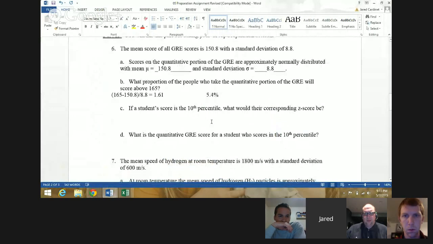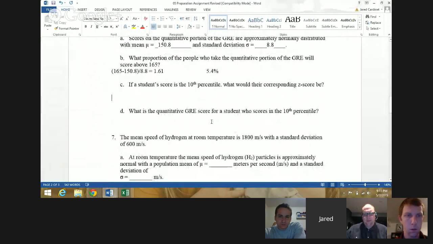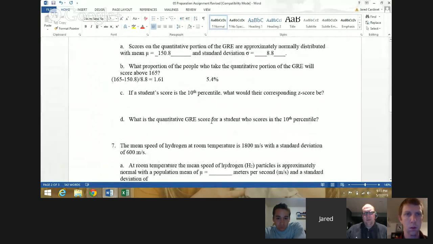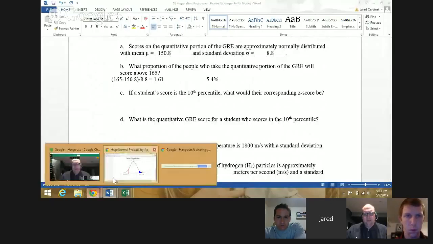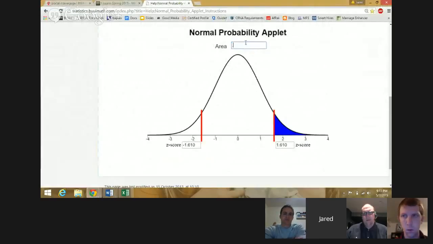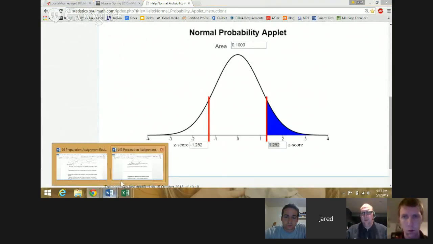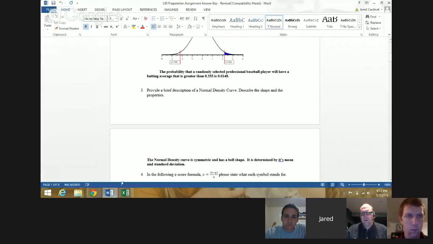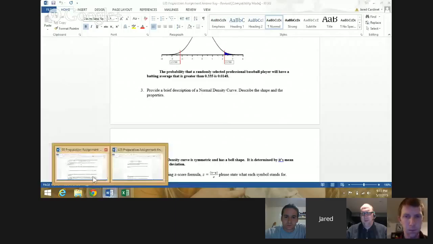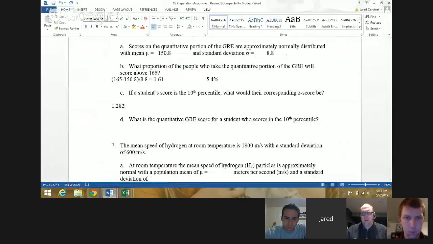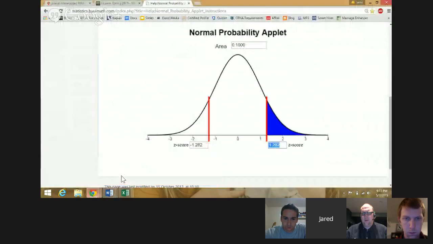Okay, we're good so far? Yep. If a student's score is at the 10th percentile, what would their corresponding z-score be? So we just go back to this and type in 0.1. Their z-score would be 1.282. You go into the normal probability output and type in 10% here and then everything pops up.